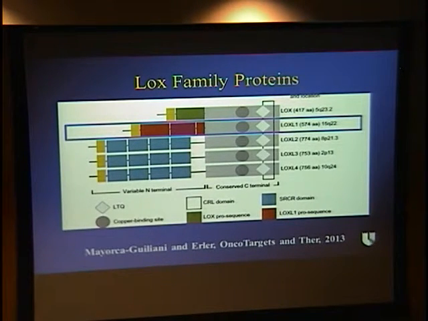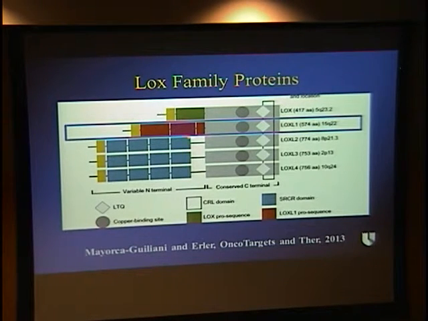The elastin is made only in the earliest part of your life. After the age of the first few years, we don't make any more elastin in development. And we keep that elastin for our lifetime. The half-life of elastin is about 70 years. Pretty cool.